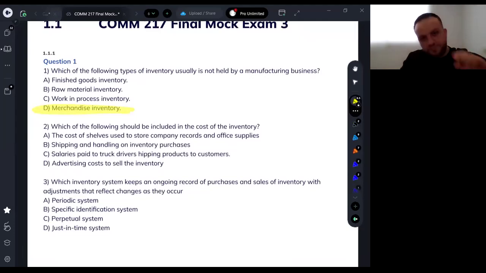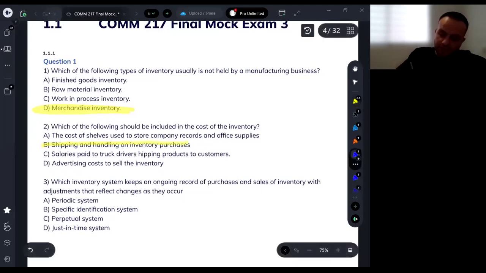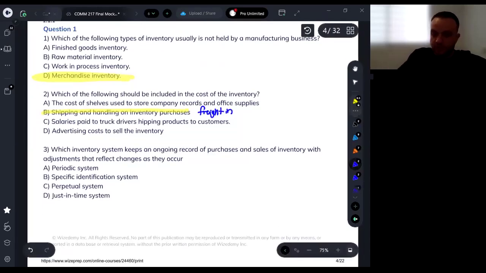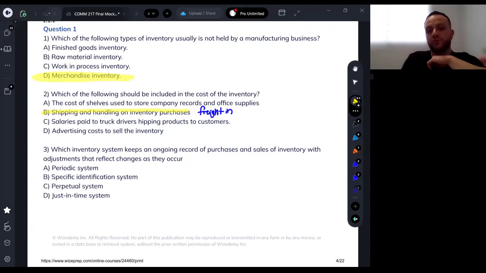Number 2, which of the following should be included in the cost of inventory? Shipping and handling, because this is essentially freight in. Which of the following inventory systems keeps an ongoing record of purchases and sales of inventory with adjustments that reflect changes as they occur? This is perpetual.